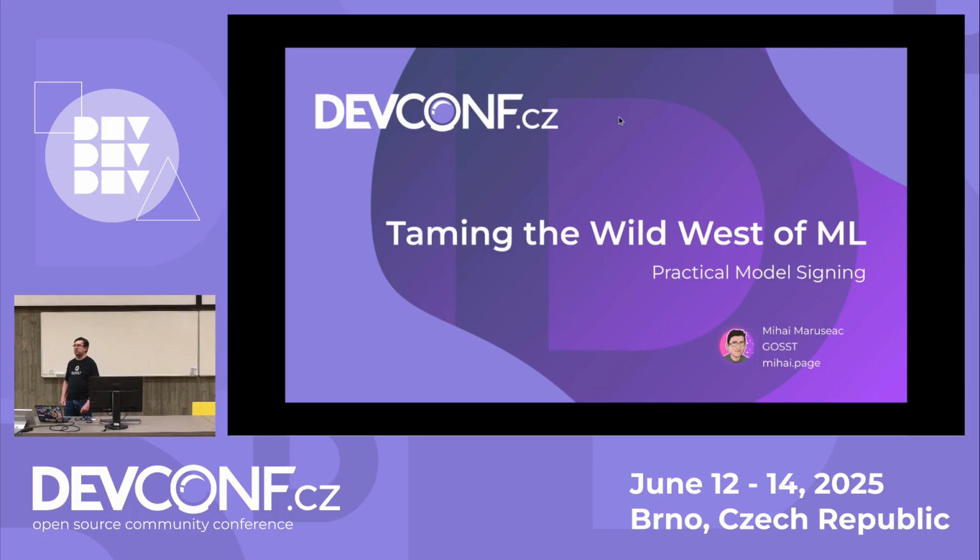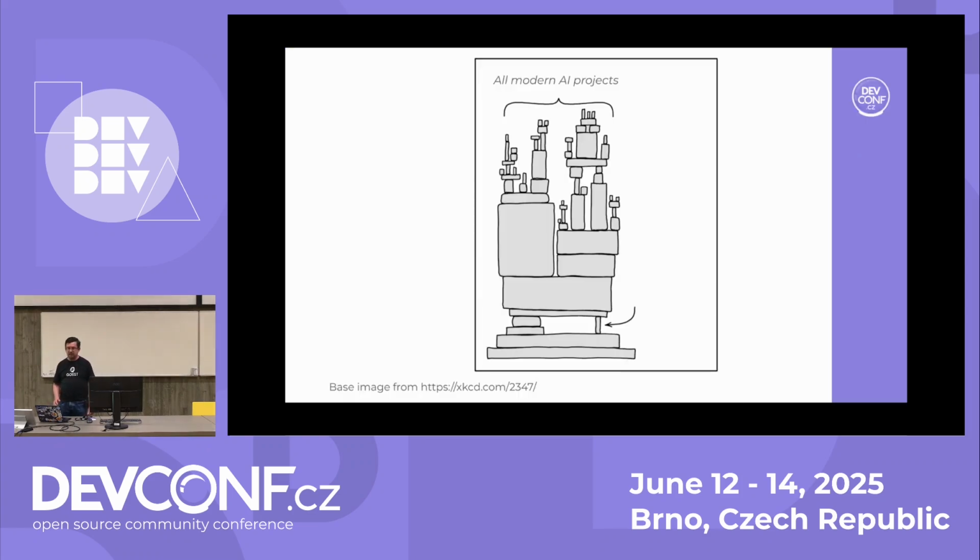I'm Mihai Maruseac from Google Open Source Security team, where I'm working on AI and supply chain security. And I'm going to talk about taming the Wild West of ML, basically model signing and supply chain security for ML. And I couldn't start a presentation about supply chain without the classical XKCD diagram.